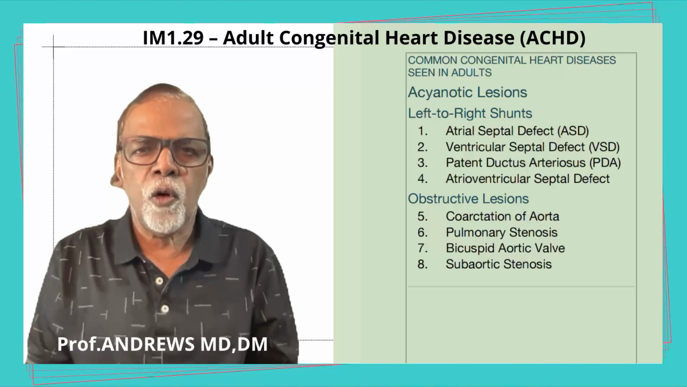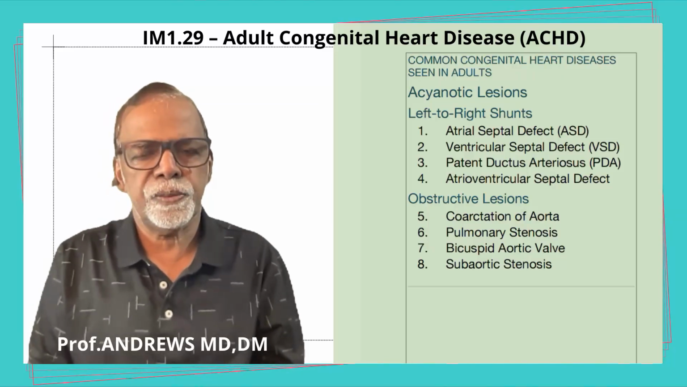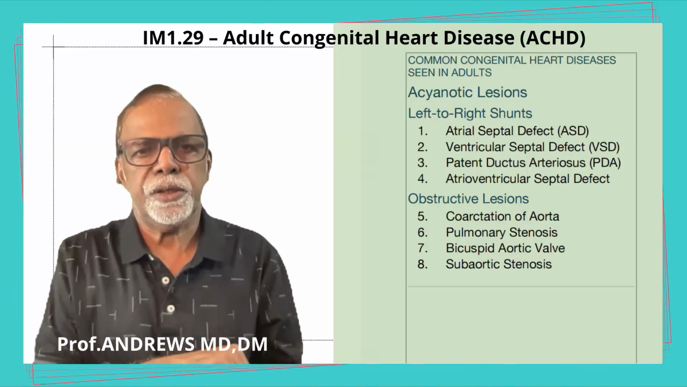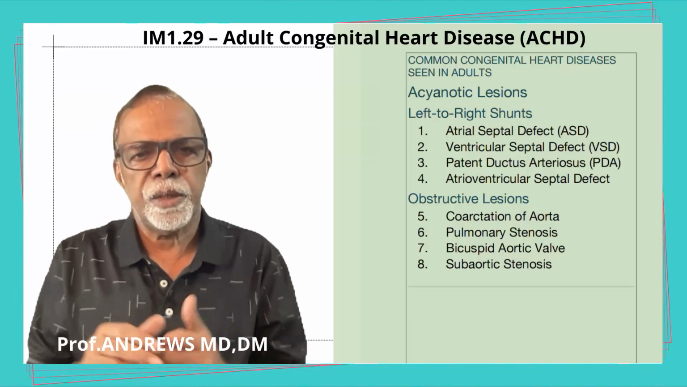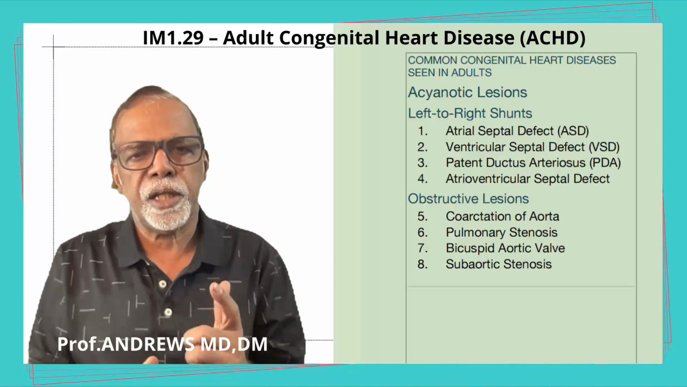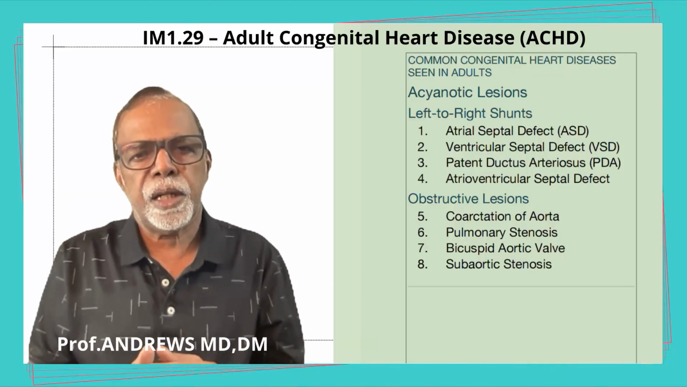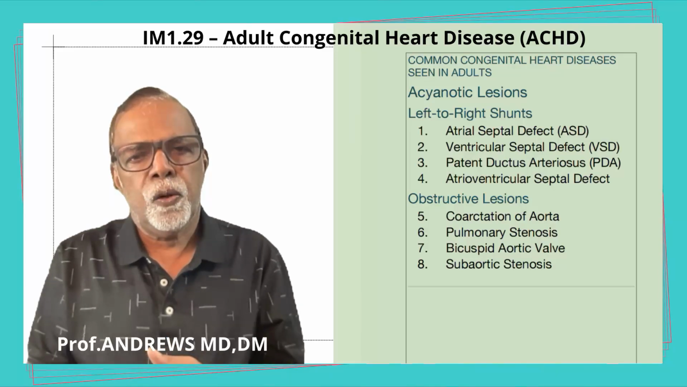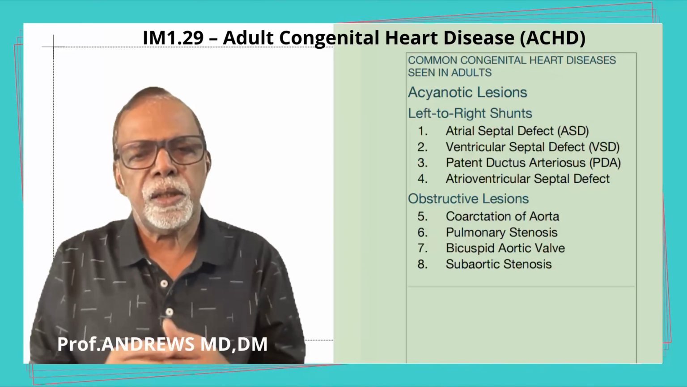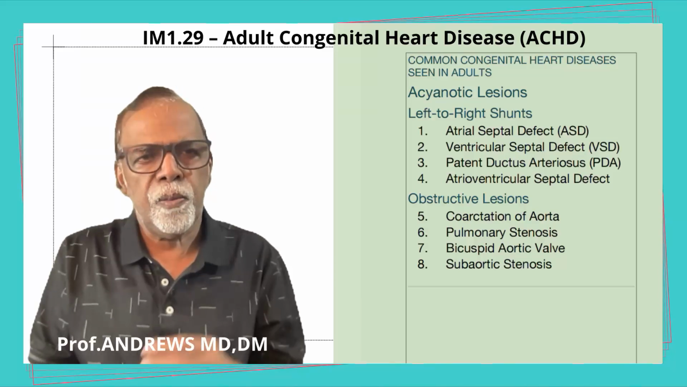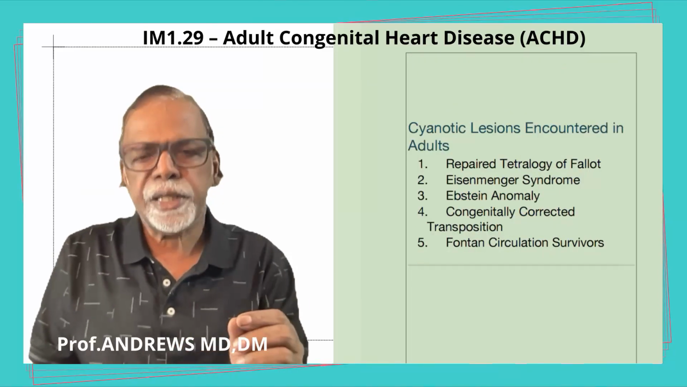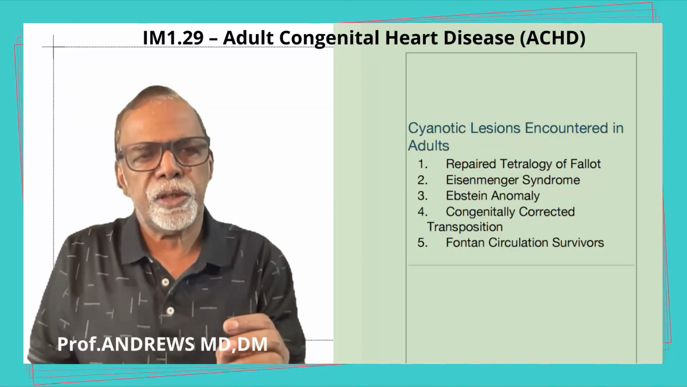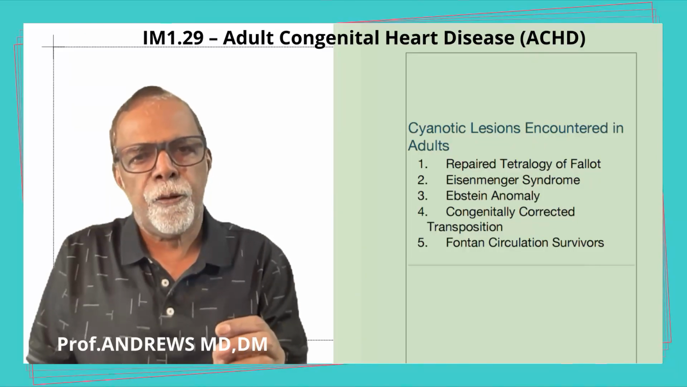So now look into what are the common congenital heart diseases that are seen in adults. They can be, one, acyanotic lesions, that is left to right shunt. Classical examples are atrial septal defect, ventricular septal defect, patent ductus arteriosus, and rarely atrioventricular septal defect. Obstructive lesions are the coarctation of aorta, pulmonary stenosis, bicuspid aortic valve, subaortic stenosis, that is hypertrophic subaortic stenosis.